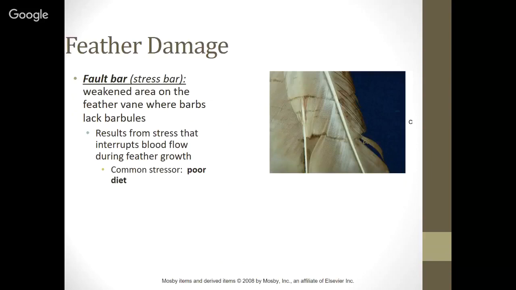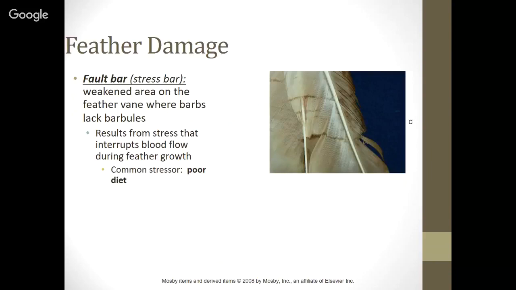So we can see the same kind of growth on nails and in hair and in feathers because of the length of time that it takes to grow. We can see problems as it was growing, where things didn't come together quite right to make a good feather. So in this case, we're talking about a fault bar. What happens is we have this weakened area on the feather vein and where barbs lack barbules, so you'll see a line across it. This results from stress that interrupts blood flow during feather growth.